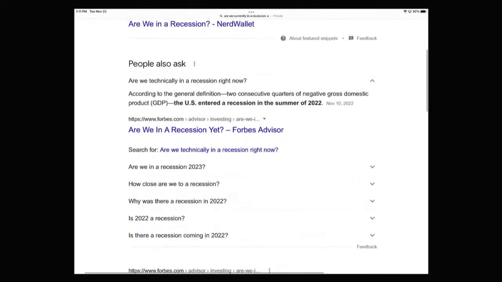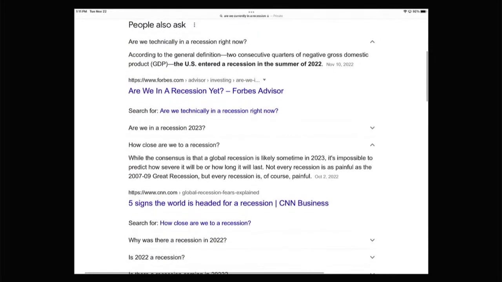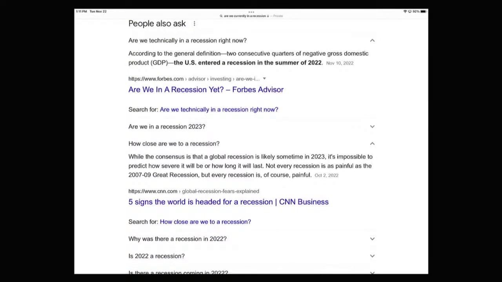So we're already in a recession? Are we? How close are we to a recession? Let's look at this one. While the consensus is that a global recession is likely, right?